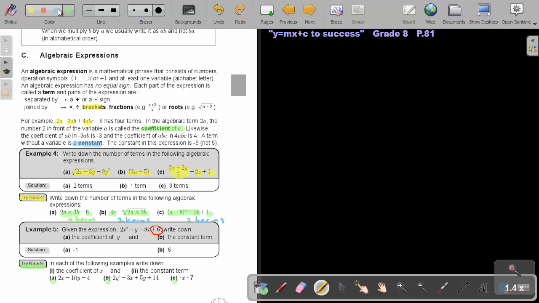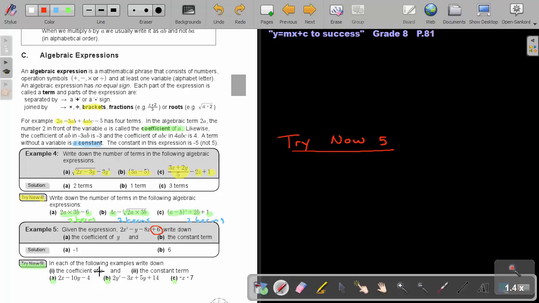I want you to do for me try now 5, number A, B, and C. As soon as you are finished, you can continue with the video. Okay, let's look at try now 5. They say, in each of the following examples, write down the coefficient of x and the constant term.